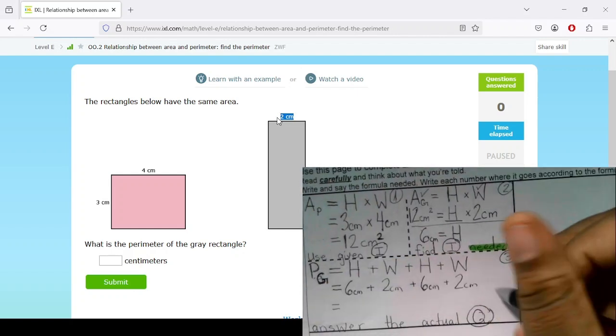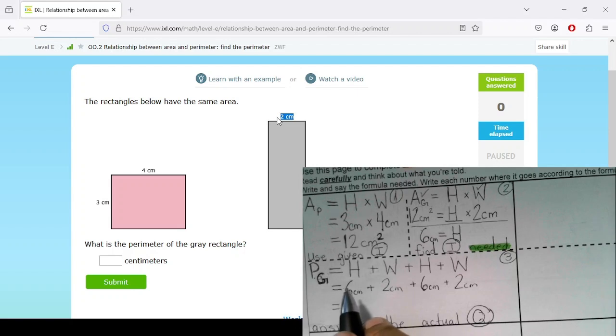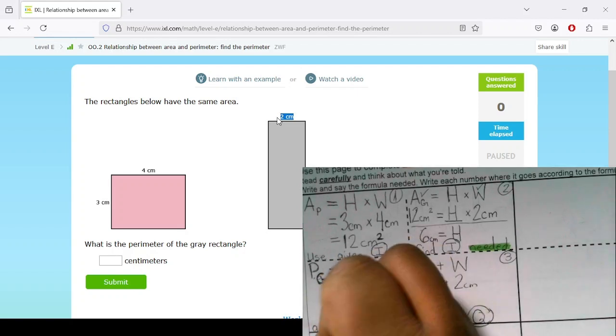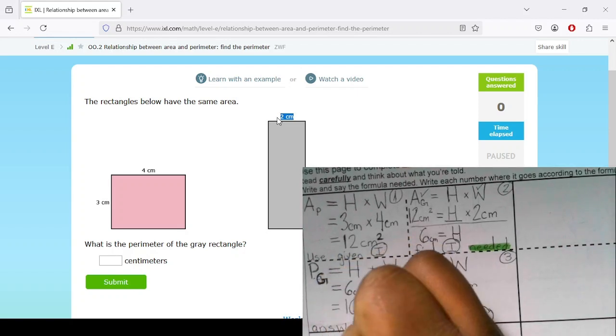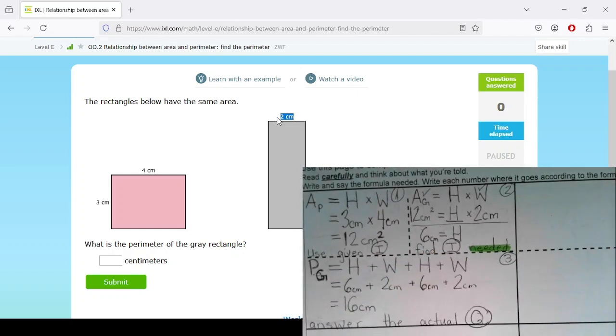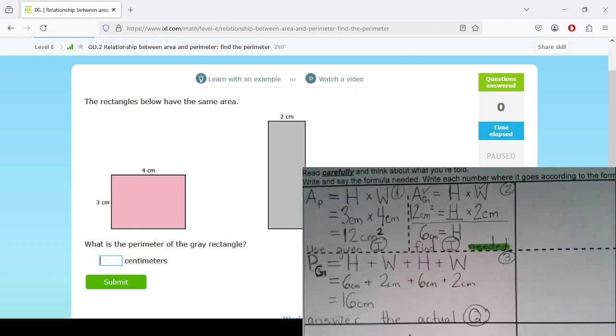You can add these however you like. 2 plus 2 is 4. 4 plus 6 is 10. 10 plus 6 is 16. 16 centimeters. So what is the perimeter of the gray rectangle?